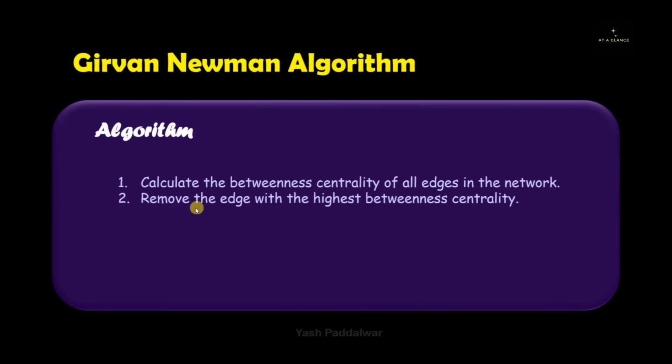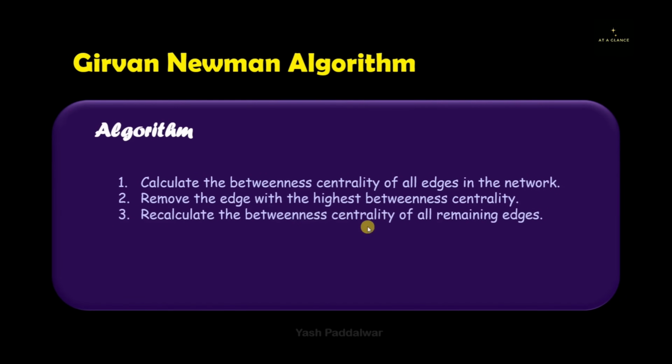Now, once we calculate the betweenness centrality of all the edges, the next step is to remove the edge with the highest betweenness centrality. Betweenness centrality is just a number. Whichever edge has the highest betweenness centrality, we'll just remove that.